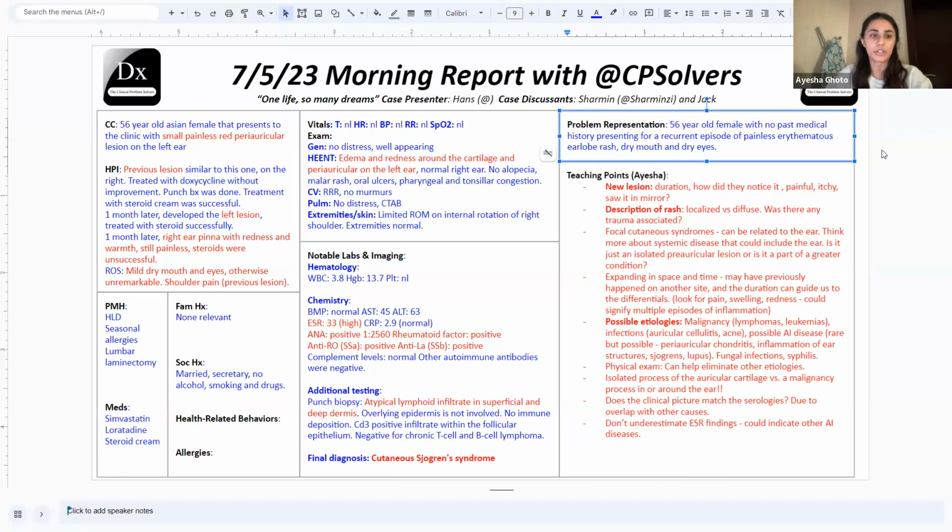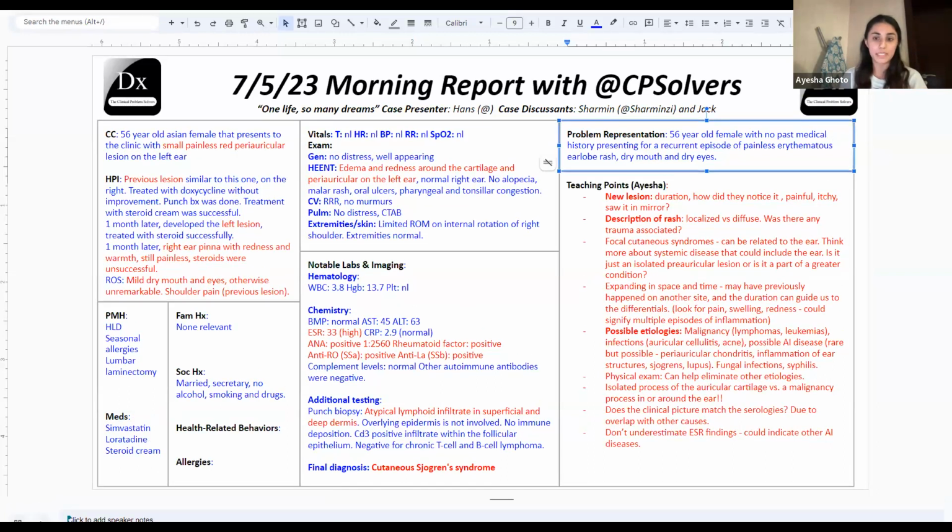And when you think about some of the causes, some of the differentials, you have to look for differentials that could indicate inflammation. So look for pain, any swelling, any redness, which could signify multiple episodes of inflammation. And possible etiologies that we were thinking about are either malignant causes like lymphomas or leukemias, or infectious causes, so auricular cellulitis or acne that might have spread from your face to your ears to your neck, and other possible autoimmune diseases, which are usually rare, but still possible.